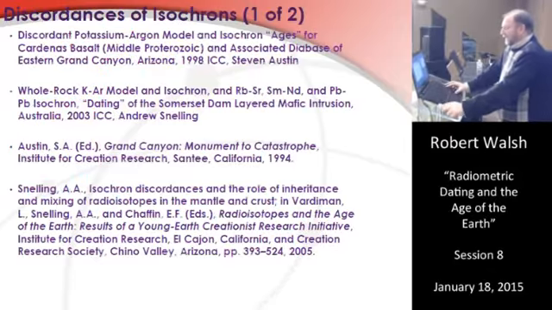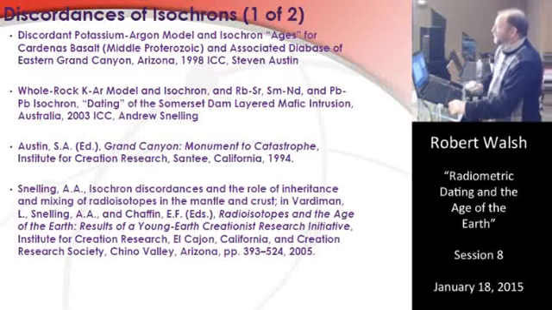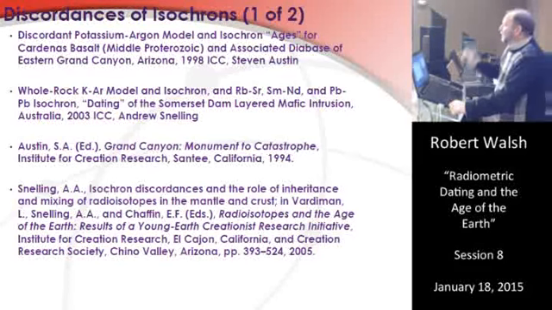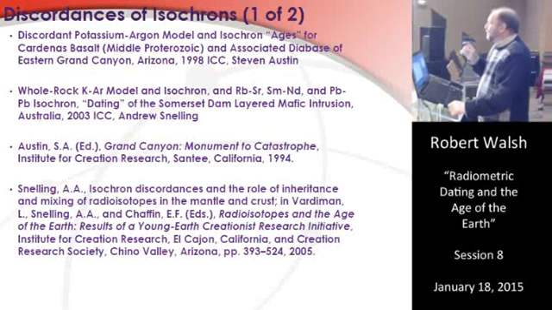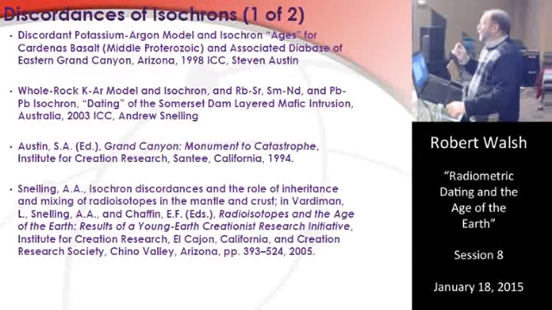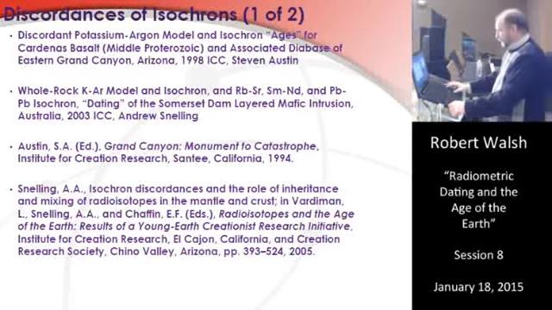Steve Austin in 1988 or 1998 showed that in the carbonate basalt layers, the ages they were measuring through this isochron method were completely discordant. It didn't follow this nice straight line. So the determination of the original amount was problematic. It couldn't be done.